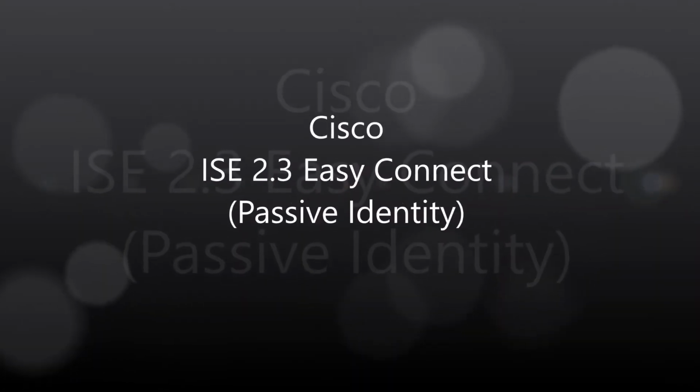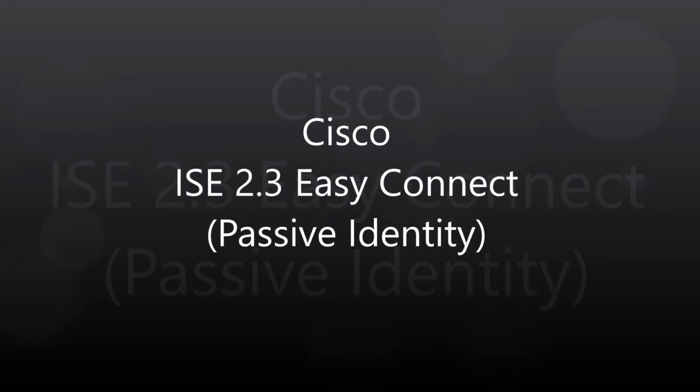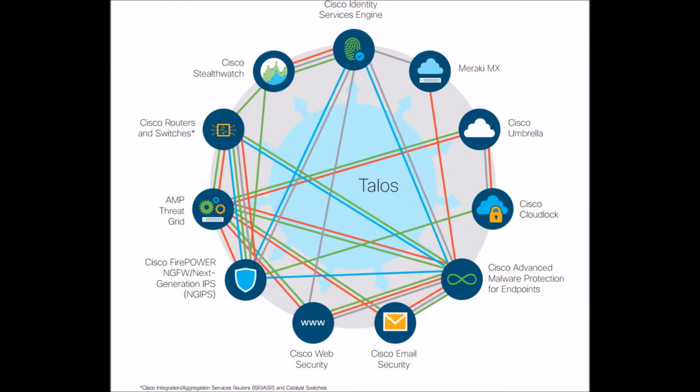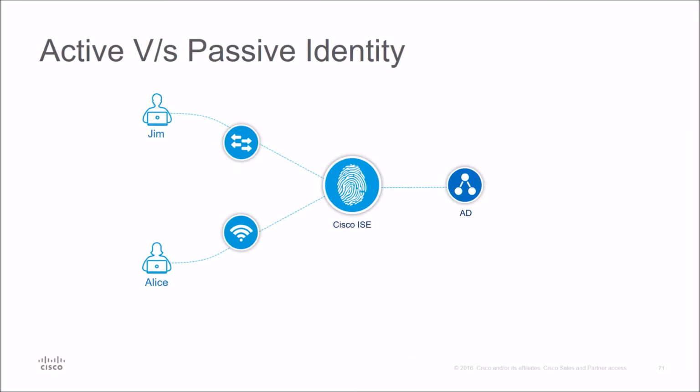Cisco ISE 2.3 Easy Connect. As many of you know, ISE is a core component within Cisco security architecture. It shares contextual data with multiple different products, including third-party, as well as provides things like rapid threat containment, and I'll talk about those later. In this video, we're going to show you how to set up passive identity and Easy Connect.